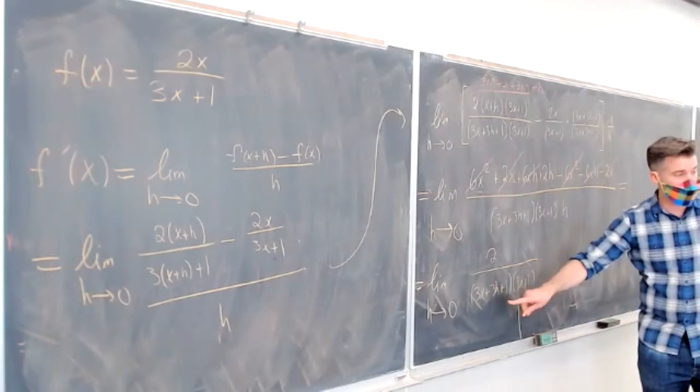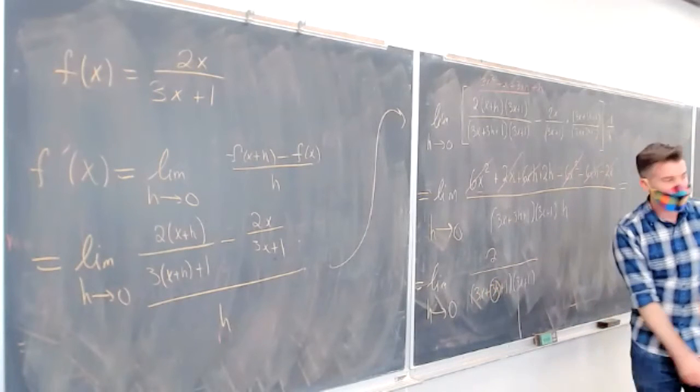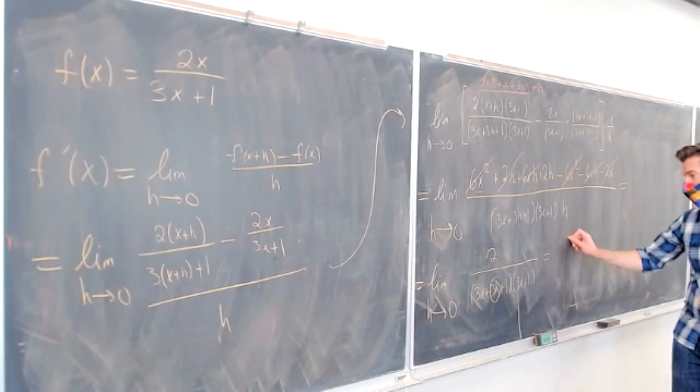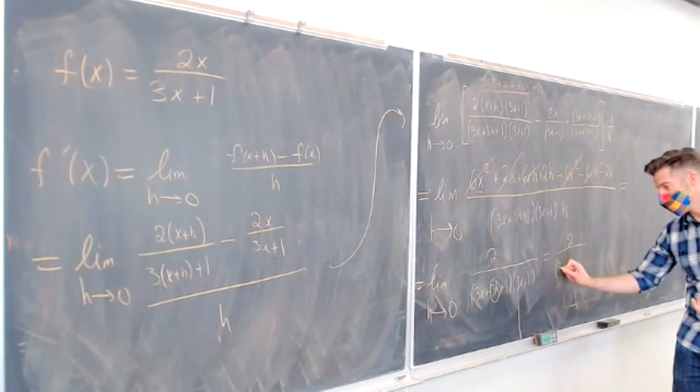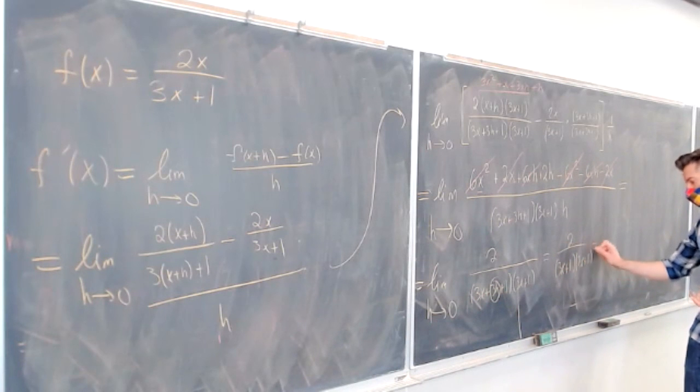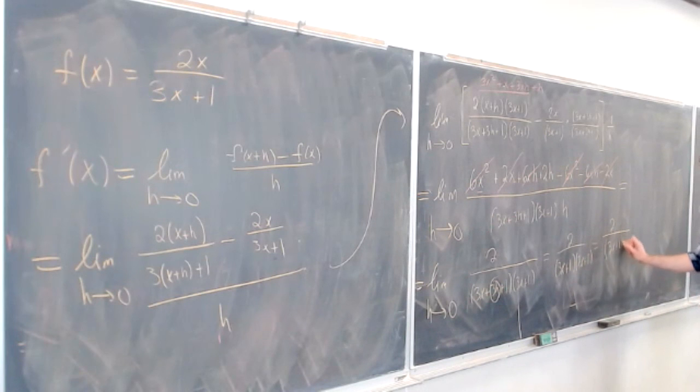And then the h goes to 0. So this last h here is 0. And 3 times 0 is 0. So I'm left with 2 over (3x plus 1) times (3x plus 1), which is 2 over (3x plus 1) quantity squared. That's our derivative.